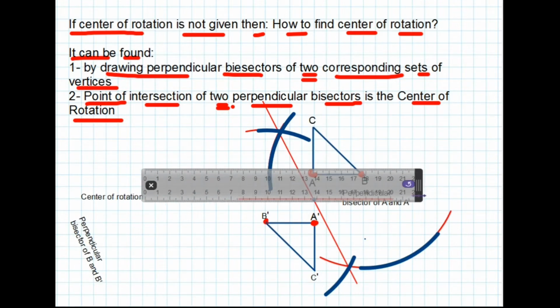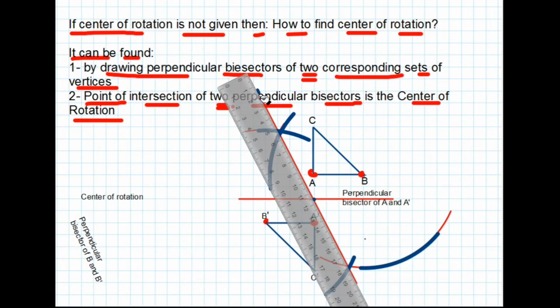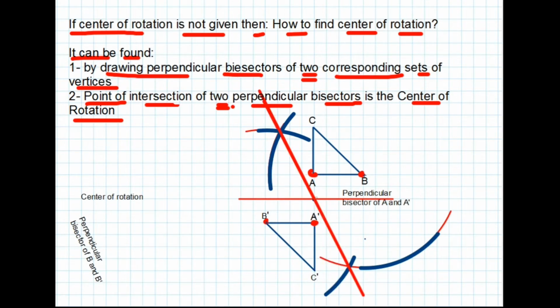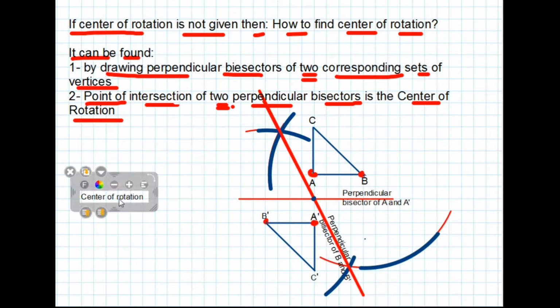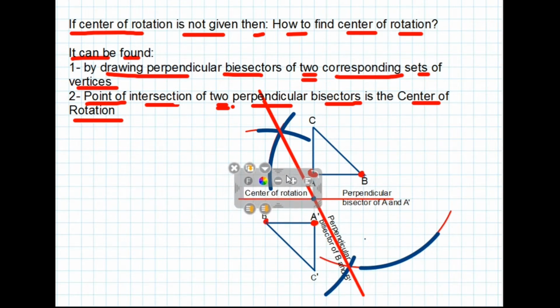Now draw the line between the points of intersection of the two arcs. This is known as the perpendicular bisector of B and B dash as shown in the figure. Now the point of intersection between the two bisectors is known as the center of rotation as shown in the figure.